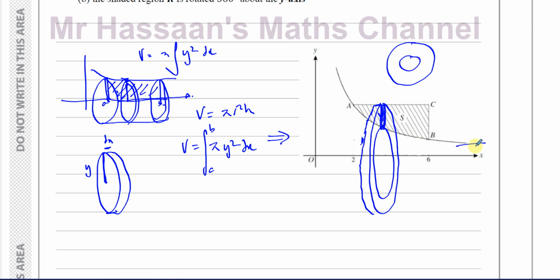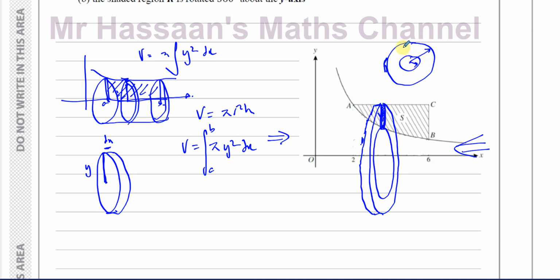If you're looking at it along the x-axis, you'll see something like this. There will be a hole in the middle, but that will be a solid, and it will have a thickness that's going down into the page. So what do we do to find the volume of this? Well, it's got an outer radius and an inner radius.